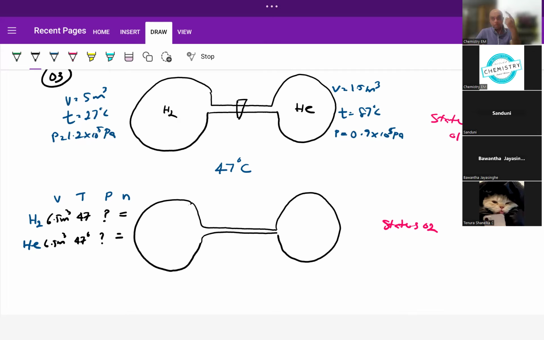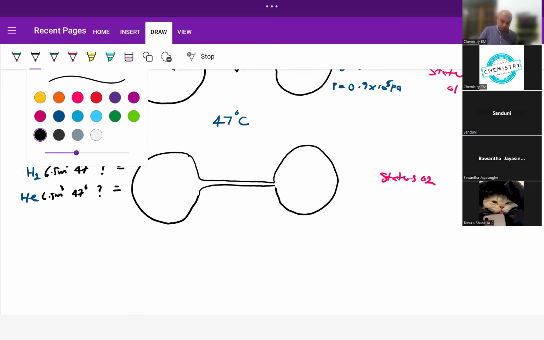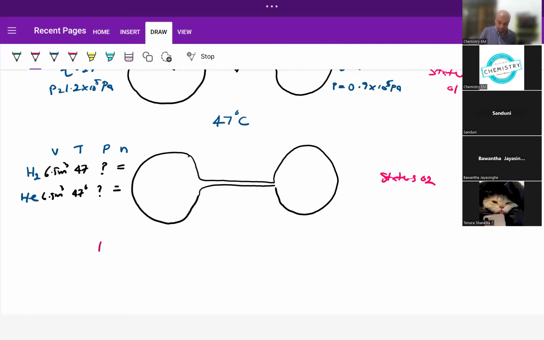Then you can take the pressure of hydrogen at the status 2, pressure of helium at the status 2. Summation of those two will be the total pressure. Right? So we will apply, by applying P1 V1 divided by T1 equals P2 V2 divided by T2.